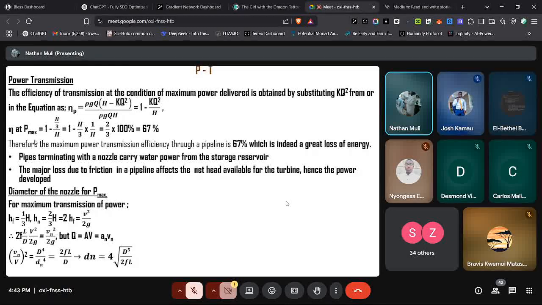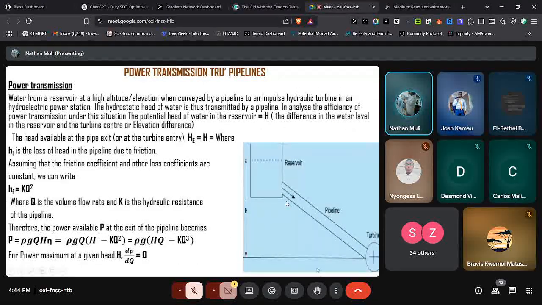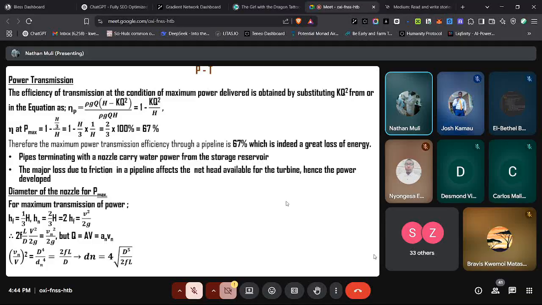And that's why, for us to have a little bit of gains when we are running turbines, we do not allow the flow to come through this kind of a setup. You can see that because you have a single pipe connecting the reservoir up to where the turbine is located. We don't do that. We make sure that at the end of that pipeline, so that we can achieve a bit of gains, we fit a nozzle, okay?